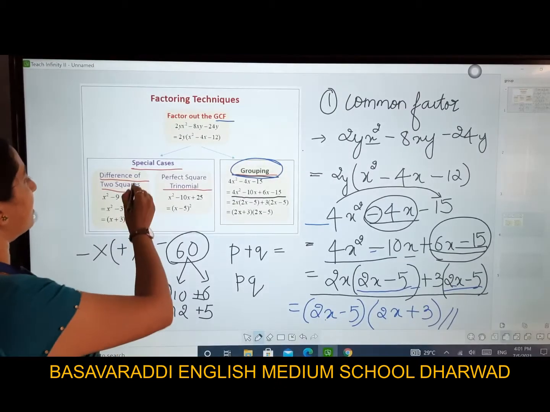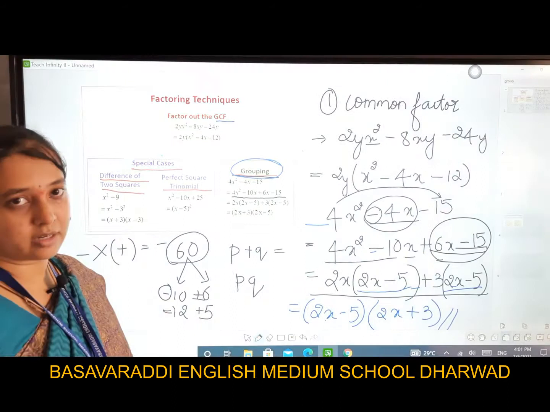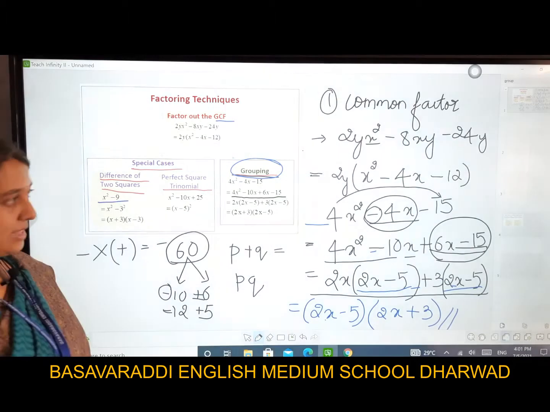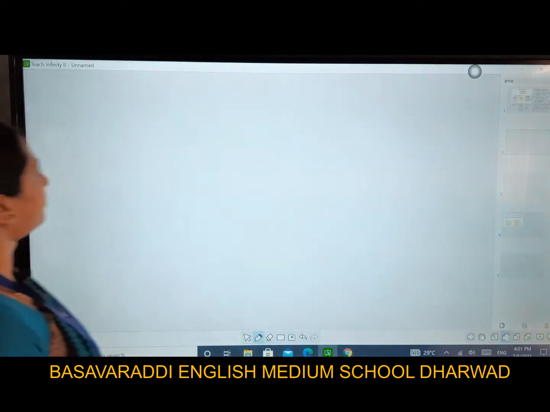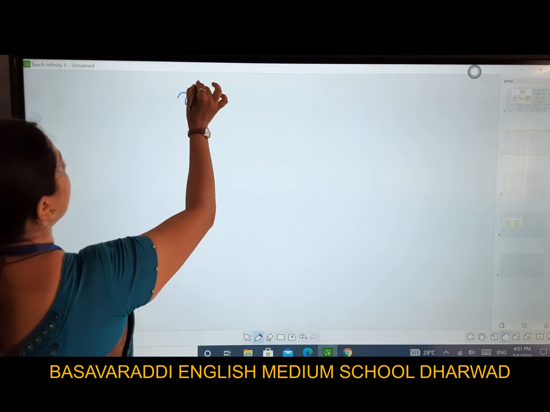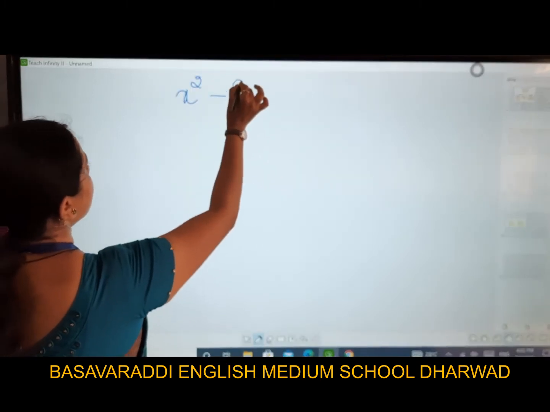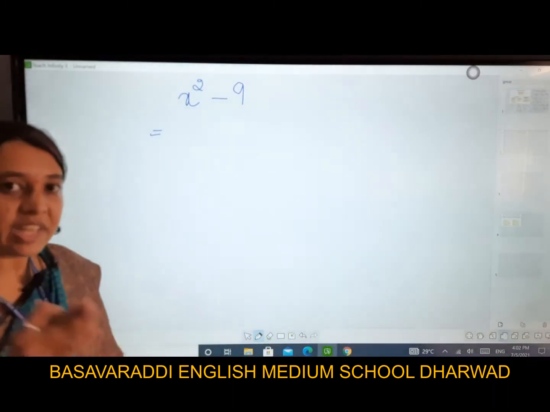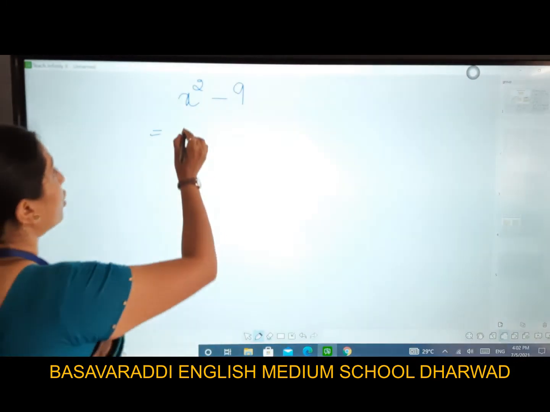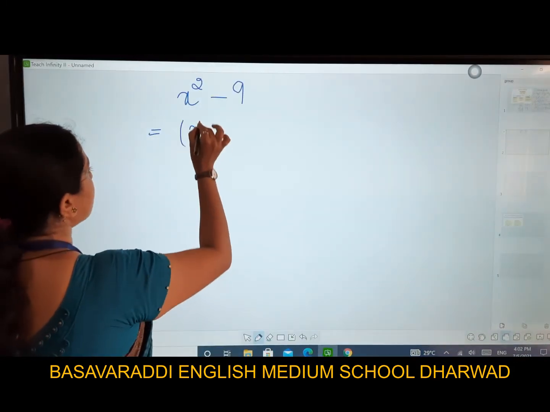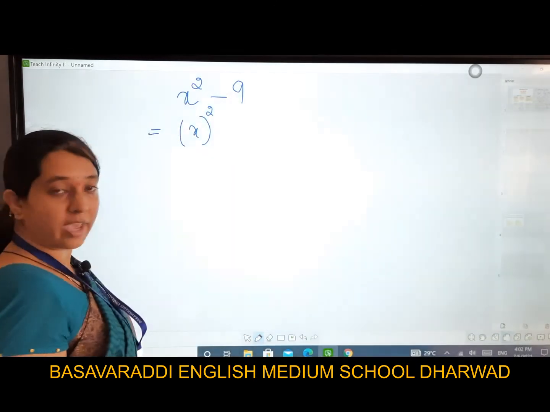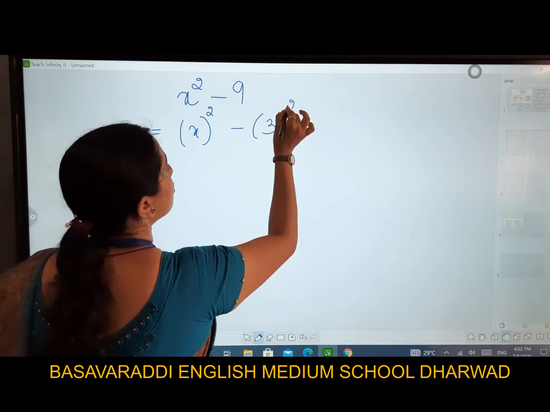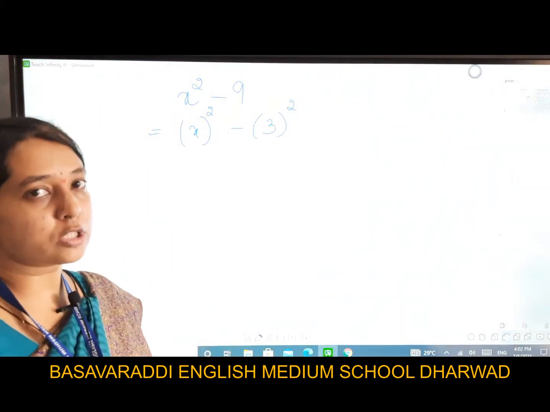So if you observe here, difference of two squares. So now they have given x square minus 9. So let me take the next page. We have x square minus 9. So when we observe here, it is given x square minus 9. So I can write this x as x whole square, and this minus 9 can be written as 3 whole square.